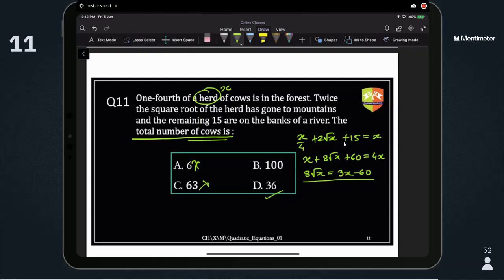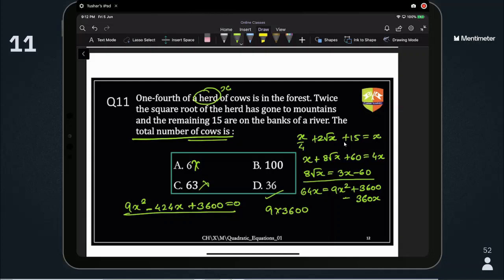Then what? Square both sides. So 64x is equal to 9x square plus 3600 minus 360x. So this equation is 9x square minus 424x plus 3600, which is equal to 0. Now I have to break 9 into 36, and get 424 somehow. So 324 and 100 works. So 9x square minus 324x minus 100x plus 3600 is 0.